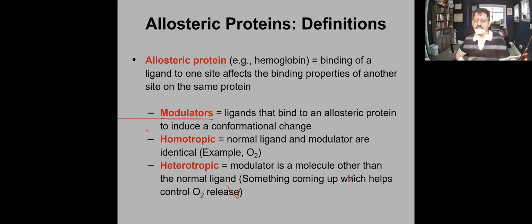For example, the ligand for hemoglobin is oxygen, but protons or CO2 or something we're going to come onto in a moment, BPG, these are also ligands. They also bind to the protein, but the binding of protons to hemoglobin as a ligand influences the binding of the hemoglobin towards its main ligand, oxygen. So the protons are acting as a modulator and the protein is allosteric.